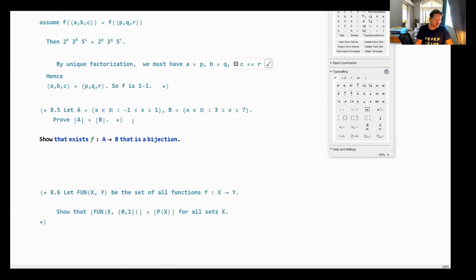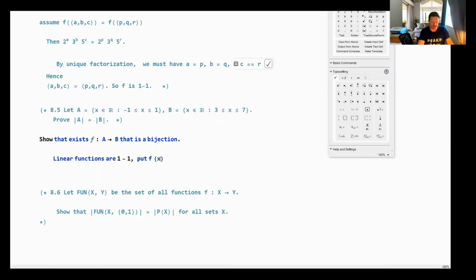All right, so now if you look at these, they're just intervals, right? And there's nothing special about them. So you want to think of some simple one-to-one function. So choose a linear function, right? So linear functions are one-to-one.